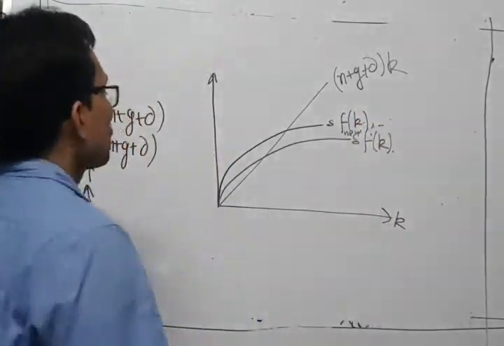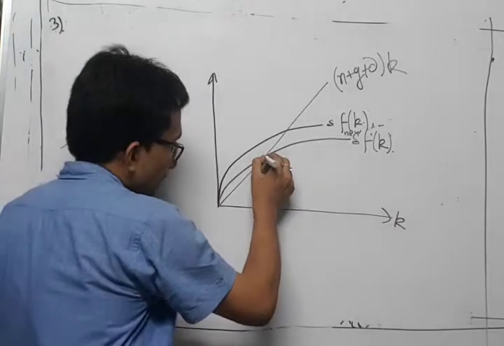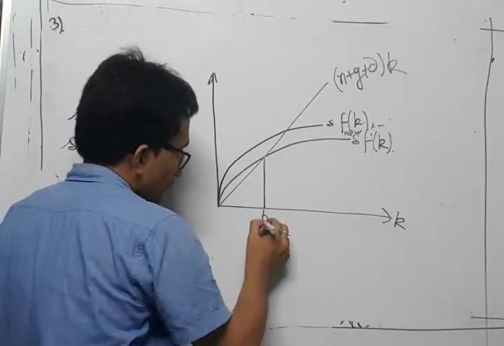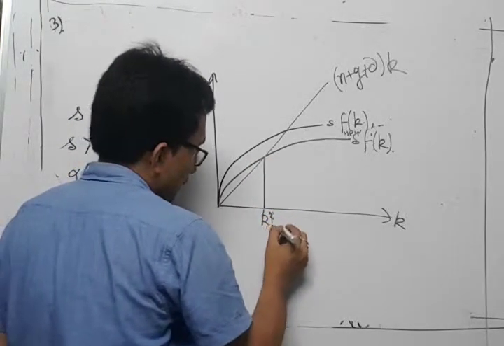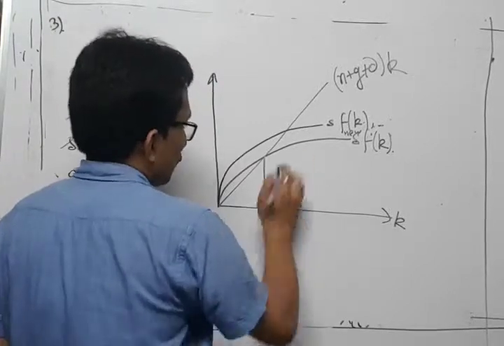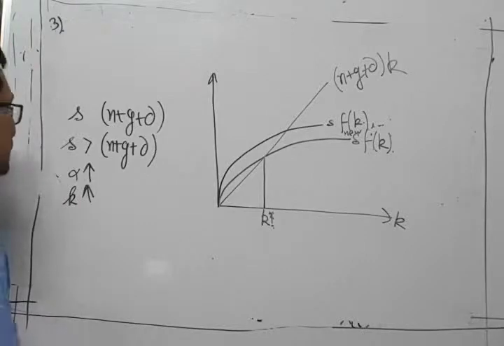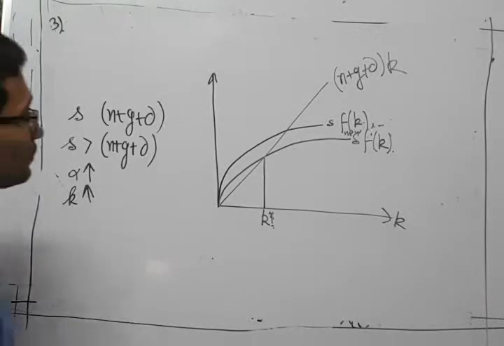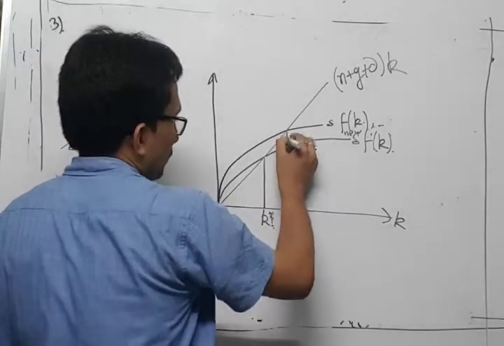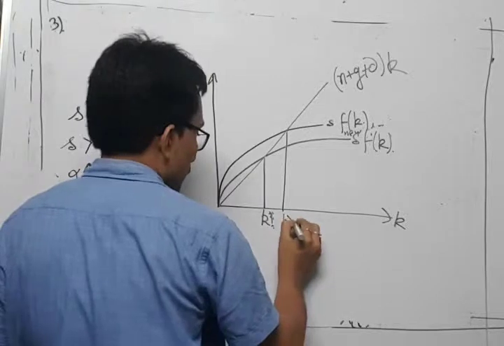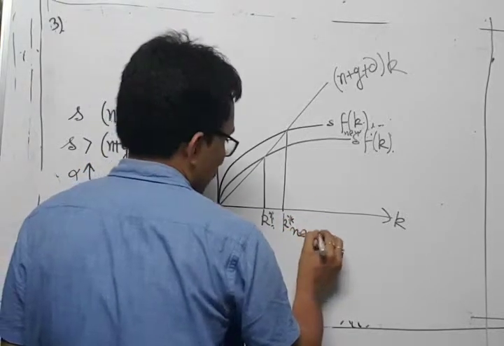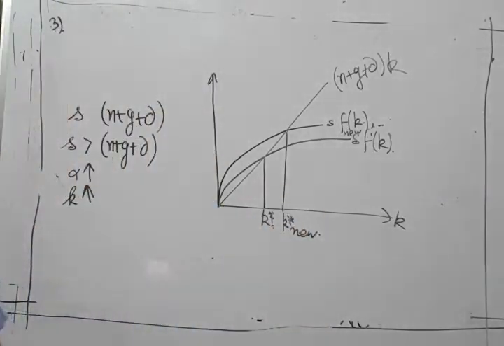So now what is happening? Initially the capital k was at this level, k star. Now following the increase in alpha and given the fact that S is greater than n plus g plus delta, the rise will be such that there will be an increase in k star. So it will change from k star to k star nu, where k star nu is greater than k star.